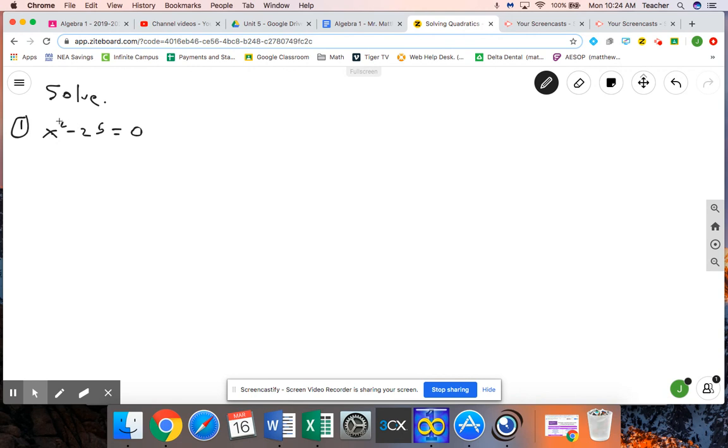All right, I have another quadratic equation. I do have it set to 0 already, so that's one step out of the way. First step is always to try to pull out a greatest common factor. Unfortunately, I don't have one between x squared and 25, so I need to move on to the next thing.